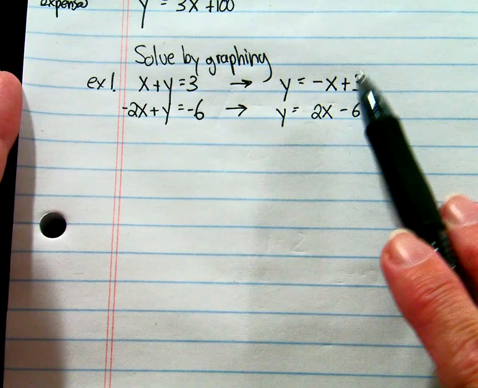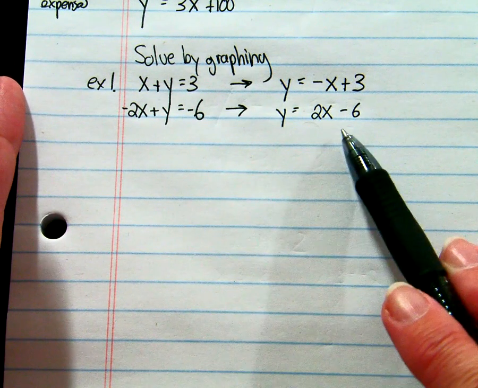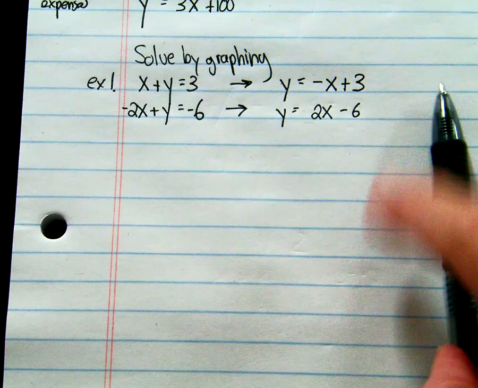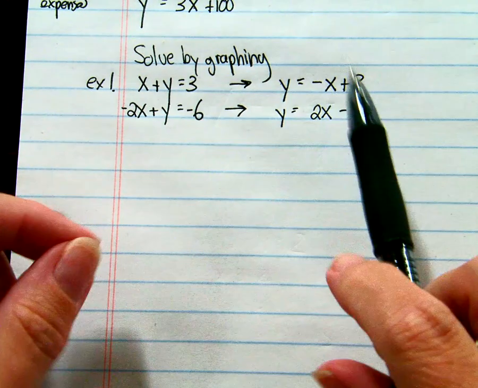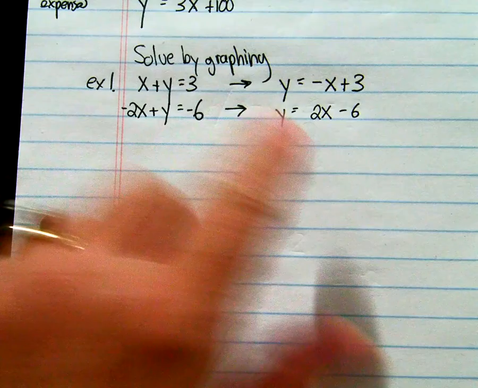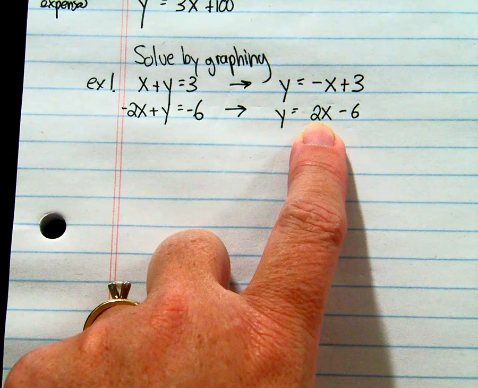I can tell that this one's going to start at positive 3 and this one's going to start at negative 6. So I know I'm looking at a pretty large graph here, right? It needs to have a pretty significant y-axis. This one's going to have a negative slope. Show me what a negative slope is going to look like. Going down this way. This one's going to have a positive slope that's 2 over 1.